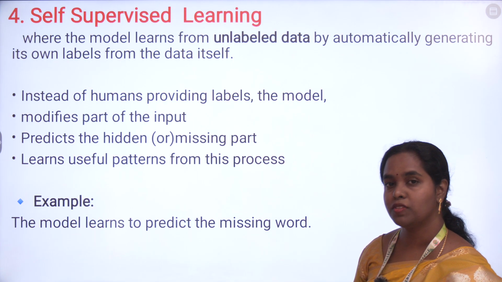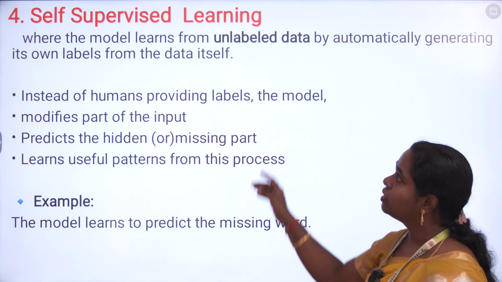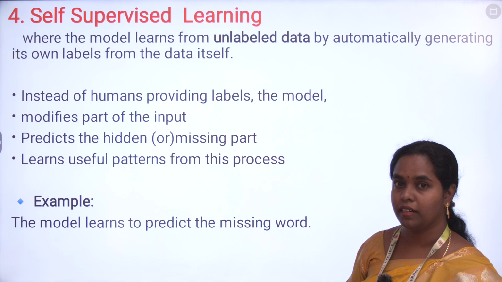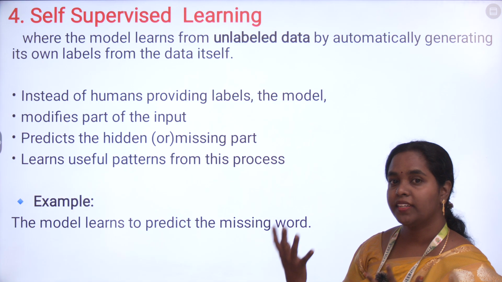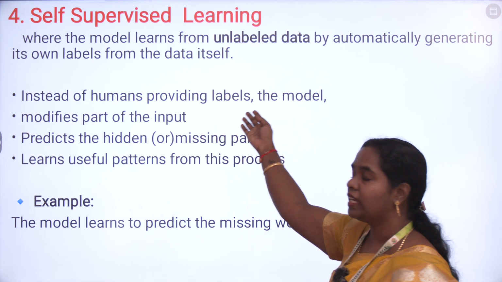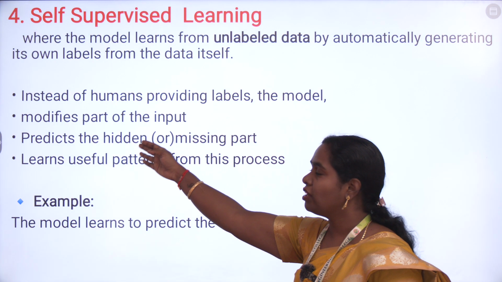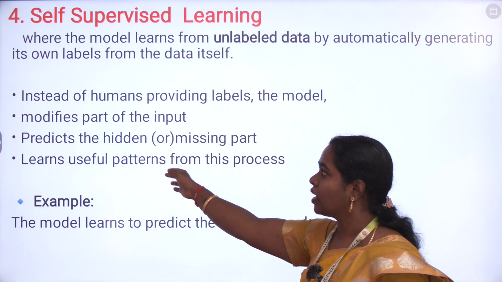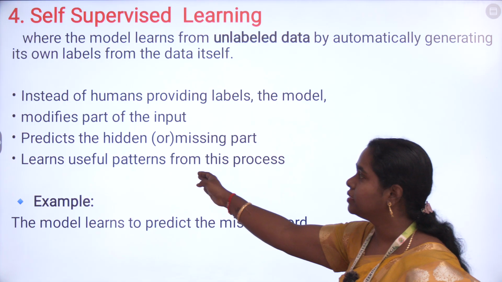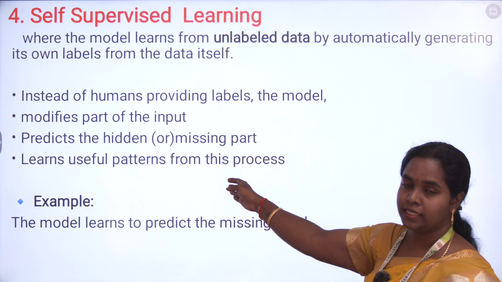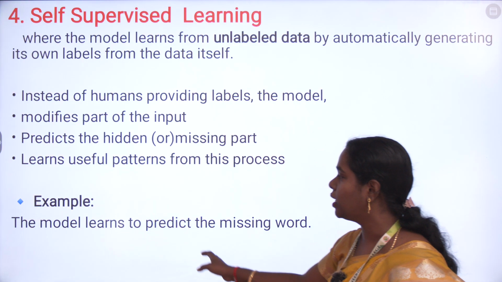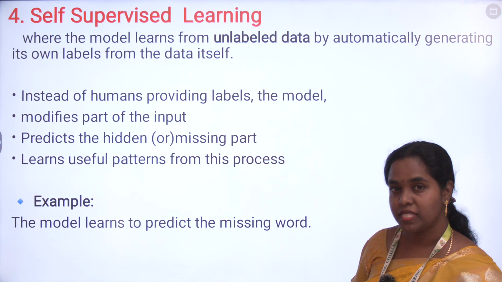The fourth one is self-supervised learning. In this, the model learns from unlabeled data. It creates the labels itself instead of humans providing them. It modifies part of the input, predicts the hidden or missing part, and finally learns the patterns from this process. An example is a model that learns to predict the missing word.